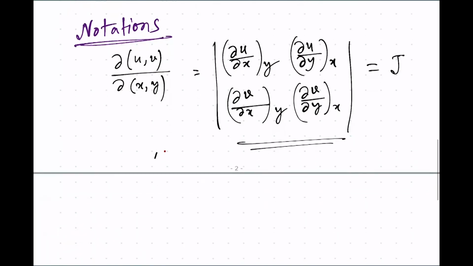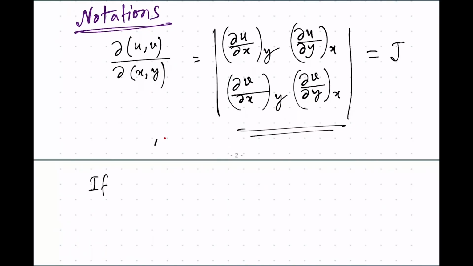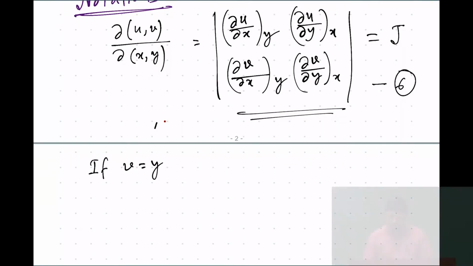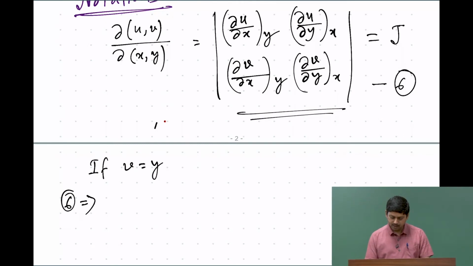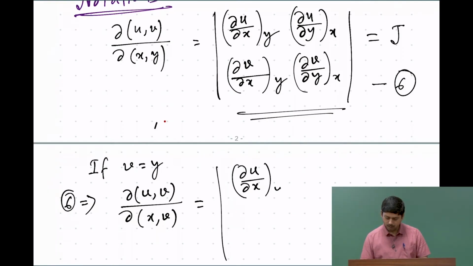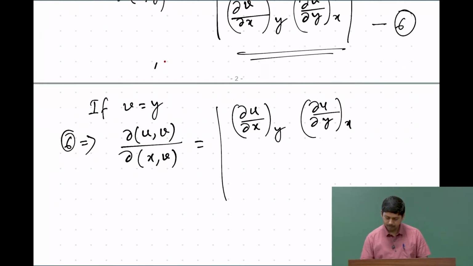So, you can see that immediately some properties will come up. Let us say if v equal to y. So, what will happen? Let us call that equation number 6. So, if v equal to y, then from 6 what we will get is del(u,v) by del(x,y), and I will write it on the right hand side: del u by del x at v equal to y, right. So, y, del u by del y at x, del y by del x.